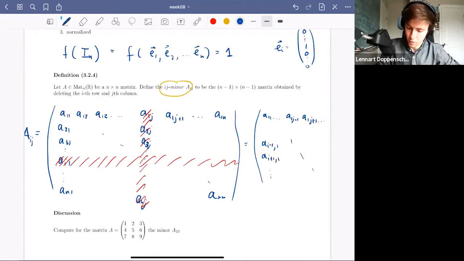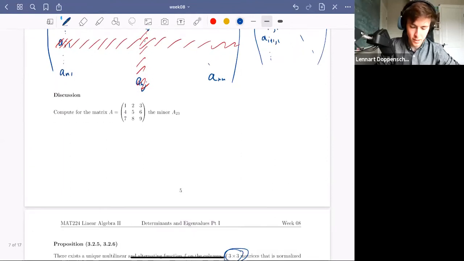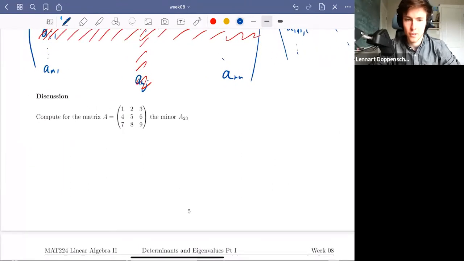Maybe this is not really illuminating. Let's just look at this discussion, and then I think this should help much more than any kind of abstract notation. So please just take a minute, and this is really not hard if you understand what I was just trying to say. What is the 823 minor of this matrix A that I've given you?